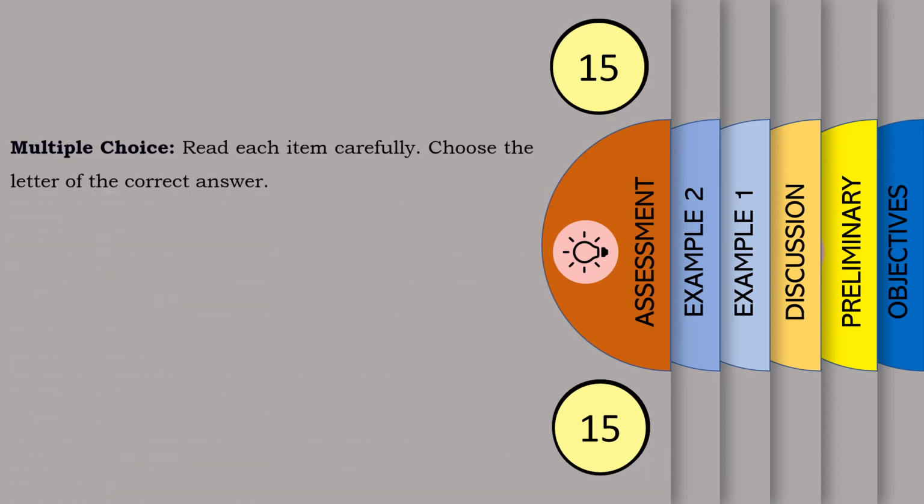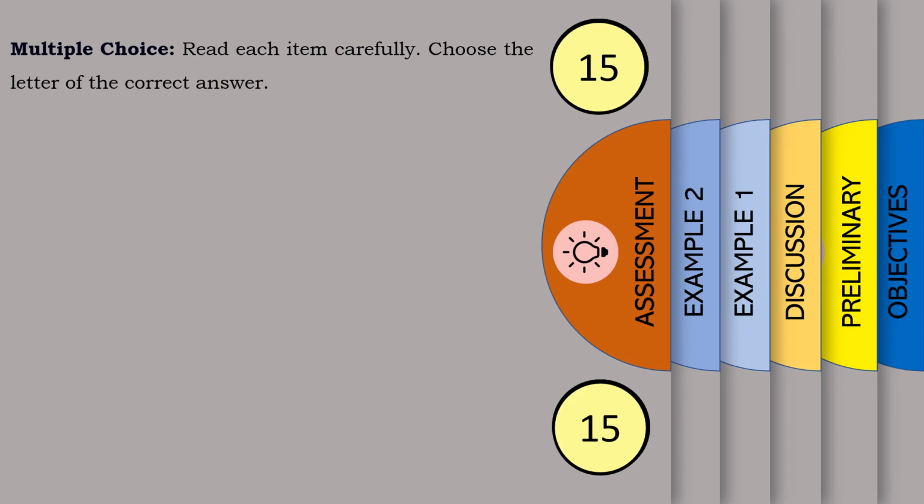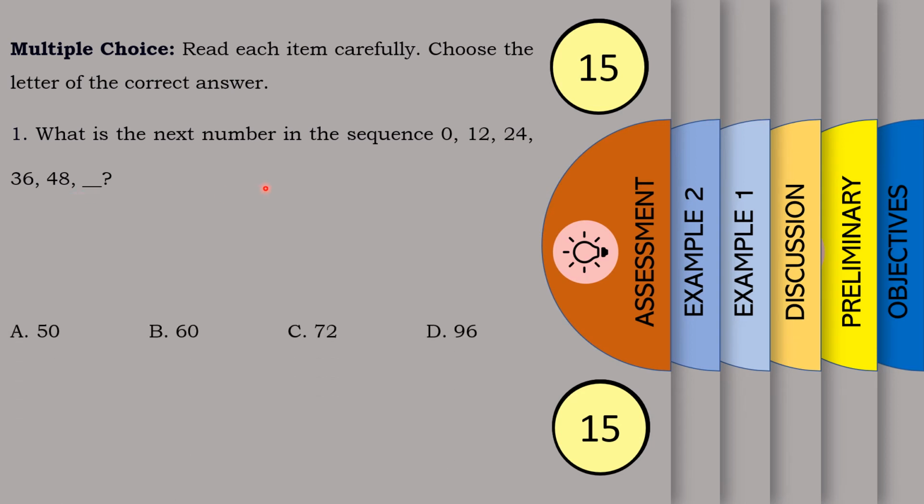Okay? So, let's start. So, this is a multiple choice question. So, our instructions is to read each item carefully. Napakahalaga na reading comprehension. And para mas maintindihan mo yung situation, yung problem, and then choose the letter of the correct answer. So, for our question number 1, what is the next term in the sequence 0, 12, 24, 36, 48? So, anong susunod right after ni 48? Okay, so that is our first question. Is it A, 50, B, 60, C, 72, or D, 96?